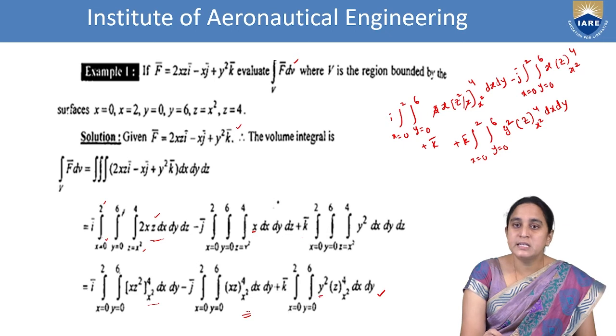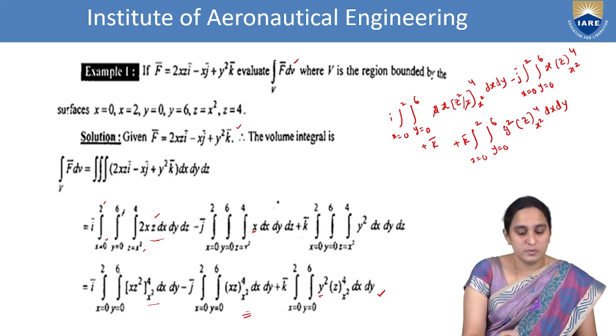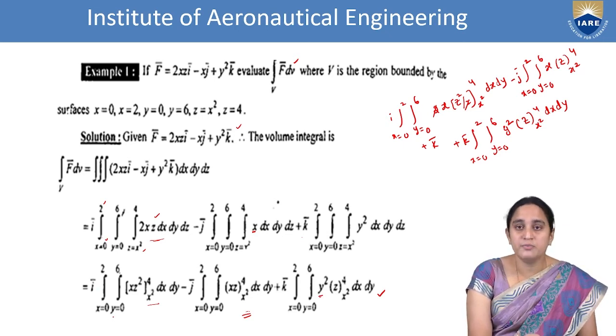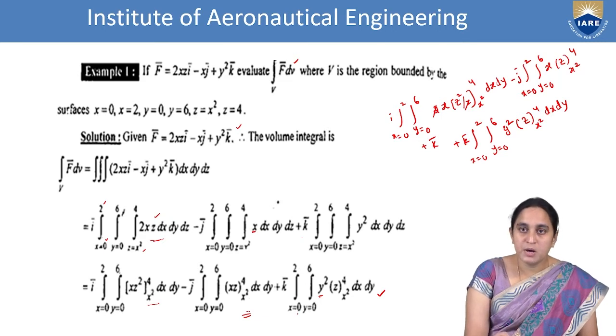After the integration with respect to z, this is i bar integration of x square to 2, 0 to 2, integral of y is 0 to 6, xz square, limits x square to 4, dx dy, minus j bar into integral x is 0 to 2, y is 0 to 6, xz square, limit points are x square to 4, dx dy, plus k bar into integral of x is 0 to 2, integral of y is 0 to 6, y square z, limit points are x square to 4, dx dy.